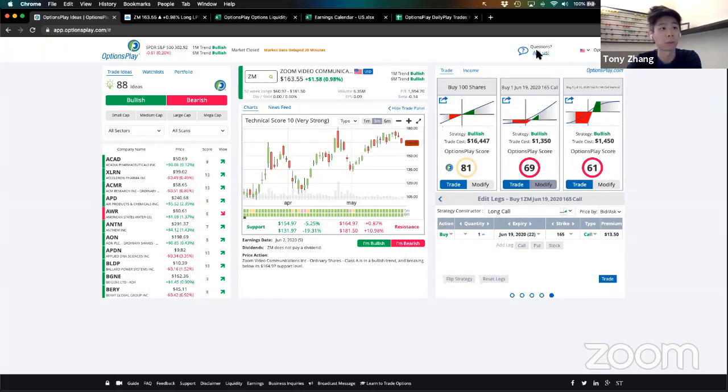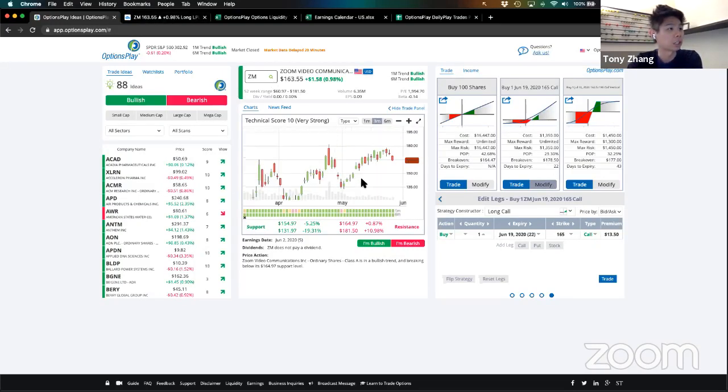Now, I'm still quite bullish on this particular stock because I think working from home is going to be a trend that continues for quite some time, substantially longer than we anticipate at the moment. So buying a 165 call costs $13.50. That means my break-even price is $178.50. If we look at a chart here, $178.50 is basically the all-time high. So you basically need the stock to go to the all-time high and higher just to break even.